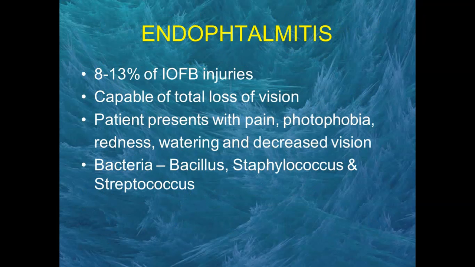The next major complication of an intraocular foreign body is endophthalmitis, which is seen in 8 to 13% of intraocular foreign body injuries. Endophthalmitis is a very dangerous complication of IOFB, and it has the capability to bring about total loss of vision. The patient usually presents with pain, photophobia, redness, watering, and a sudden decrease in vision. When we send a vitreous tap or aqueous tap for culture, the most common bacteria that we see are Bacillus, Staphylococcus, and Streptococcus. So these are the types of bacteria that we see on culture.